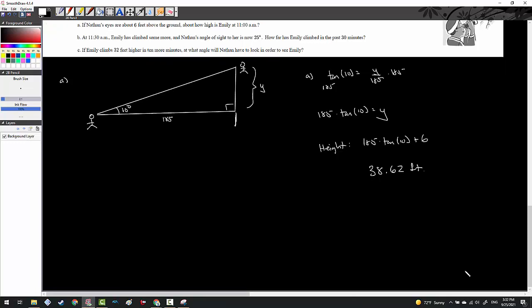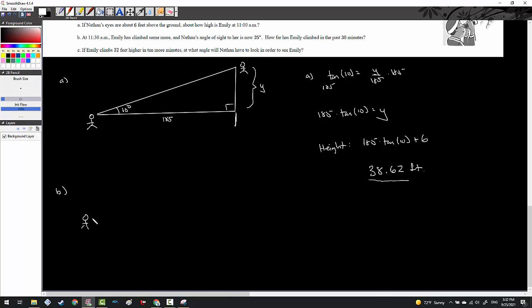In part B, it says, at 11:30 a.m., Emily has climbed some more, and Nathan's angle of sight is now 25 degrees. How far has Emily climbed in the past 30 minutes? And so we know that her current height is 38.62. If I can just find her height when the angle is 25 and I subtract 38.62 from it, then I think I'll have her total distance changed in 30 minutes.